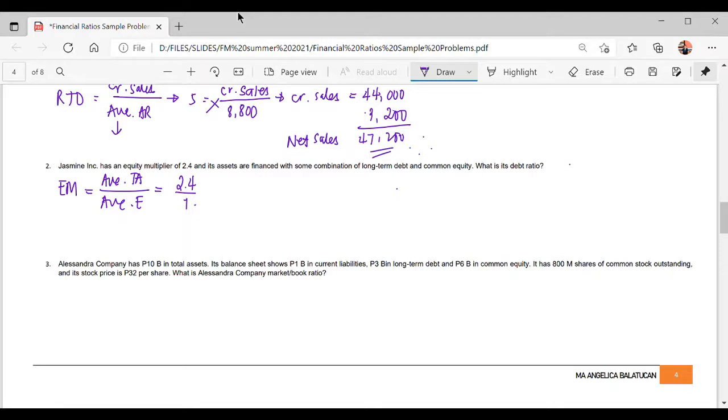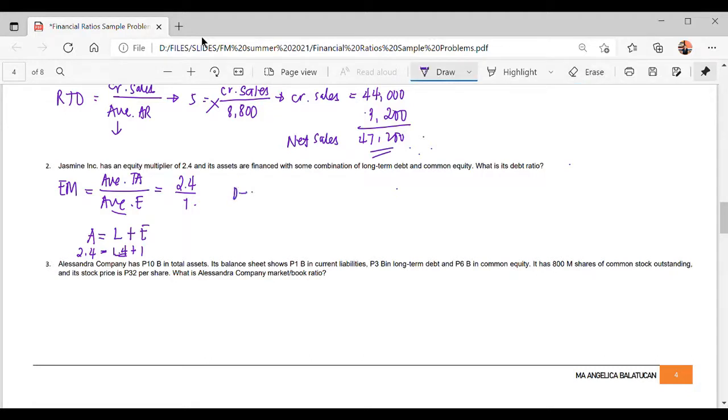So therefore, if the equity is 1 peso in contrast with your total assets, what would be the portion of your debt? Remember the accounting equation, asset is equal to your debt or your liabilities plus equity. So therefore, if your asset is 2.4 and your equity is 1, how much is your liability? So therefore, your liability would be equal to 1.4. Okay. So therefore, what is our debt to equity ratio? Sorry, debt ratio. Debt ratio, not debt to equity.